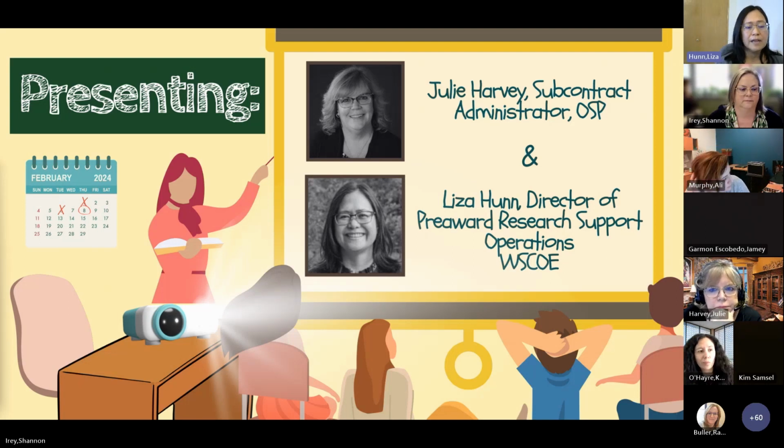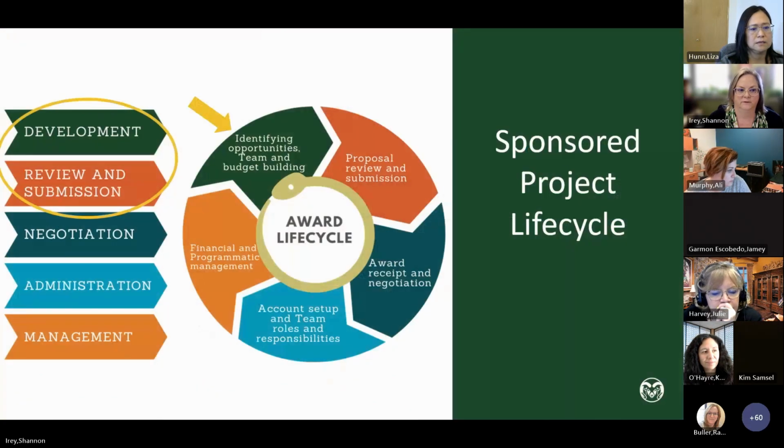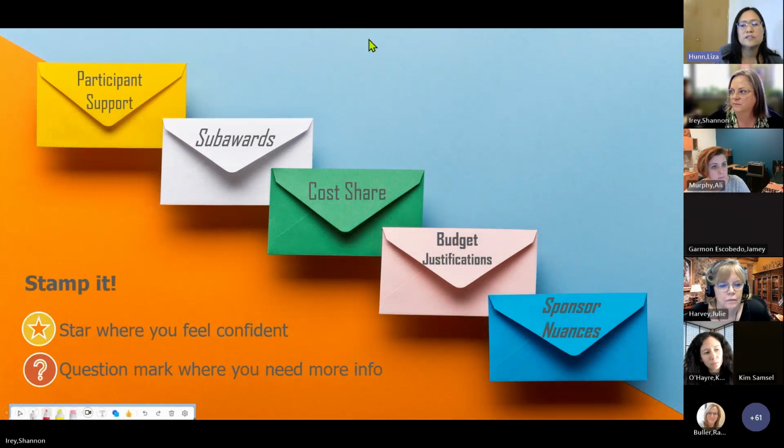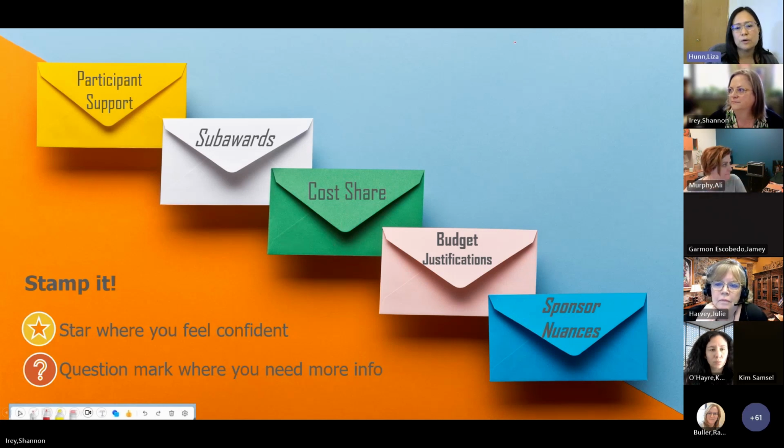Well, we're happy to have all of you joining us today, so thank you for being here. We're trying to continue to show you this award life cycle, and this is with the continuation of the budget presentation. This is just where we are in the life cycle. So the next slide is what we're going to do today. We're going to be talking about participant support, subawards, cost share, budget justifications, and sponsor nuances.